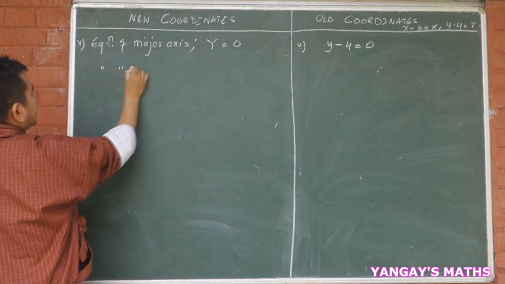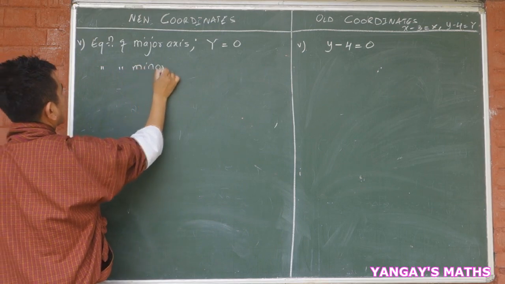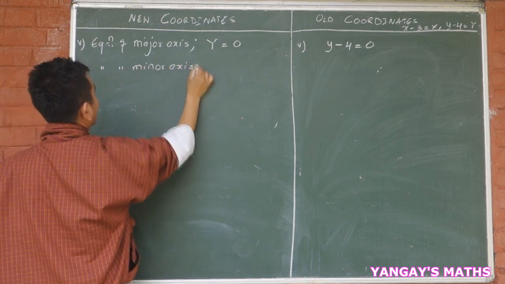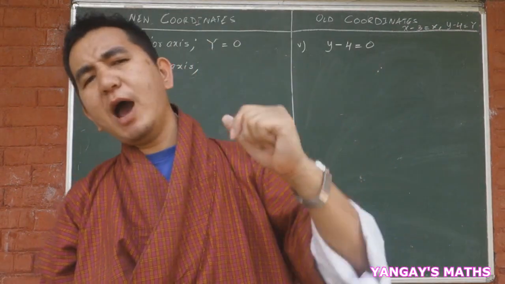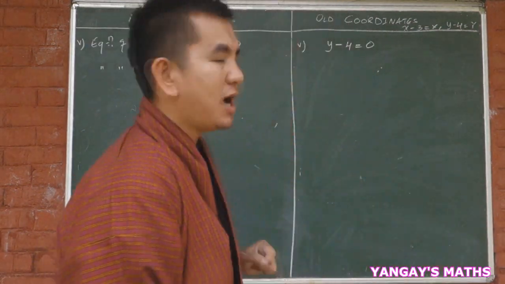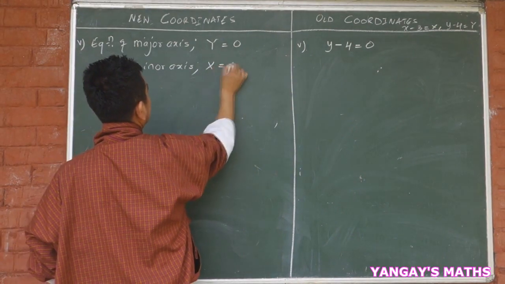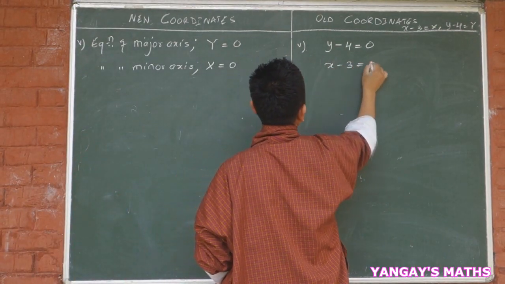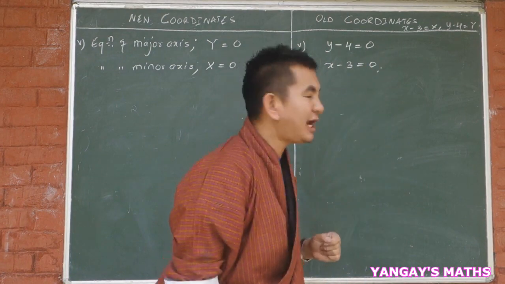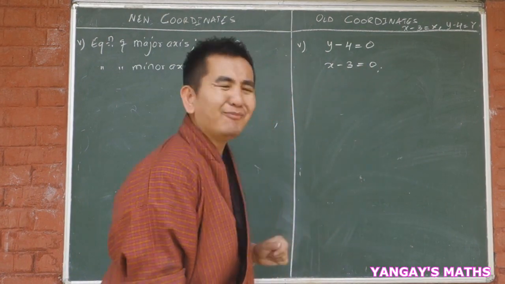Similarly, the equation of the minor axis. The minor axis is along the y-axis. If it is along the y-axis, it does not lie on the x-axis. So capital X is equivalent to 0, which means x minus 3 is equal to 0. This becomes the equation of the minor axis.